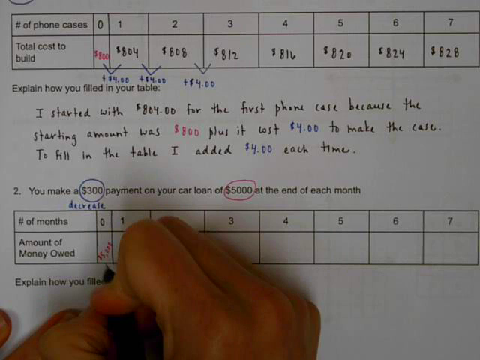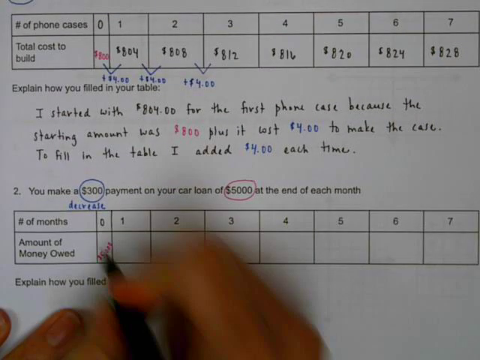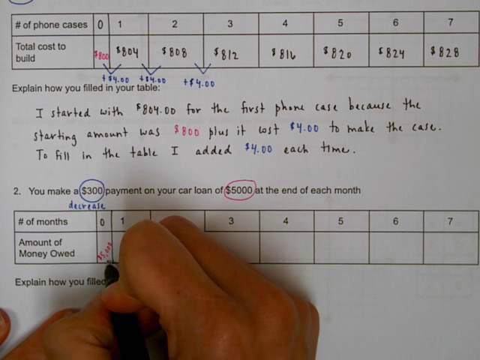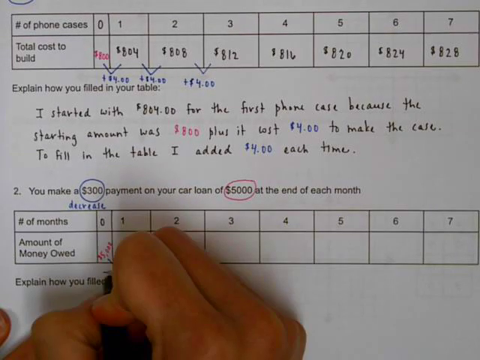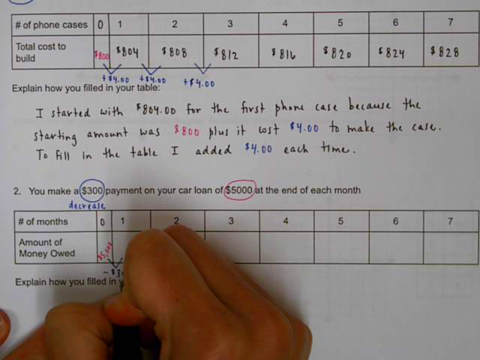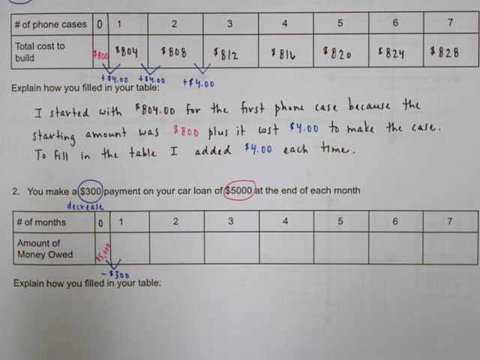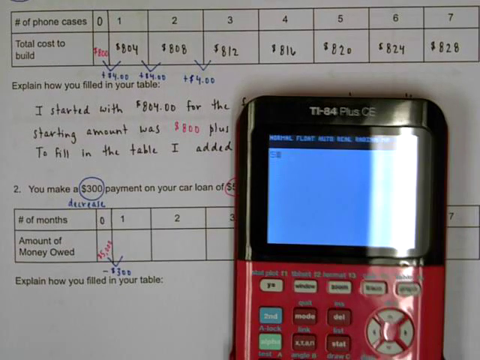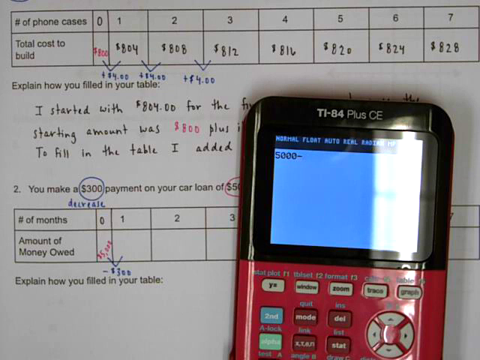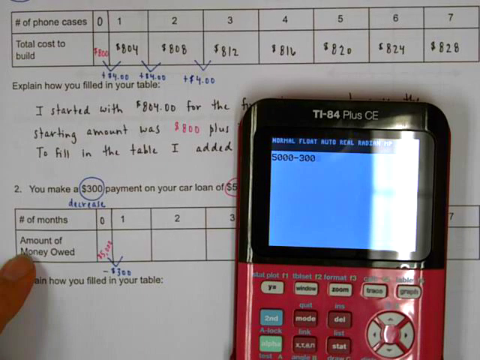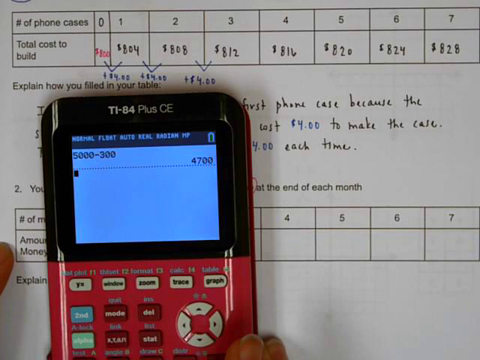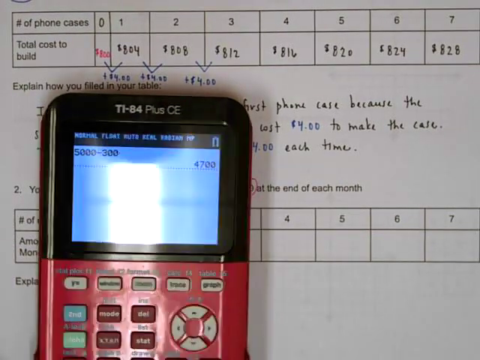But now, for the first month, I know I'm going to make a payment of $300. So to find out how much I still owe, I'm going to subtract the $300. And again, we're working with numbers that might be a little trickier here. I'd recommend pulling out your calculator. We have 5,000 minus 300. That gives me $4,700.